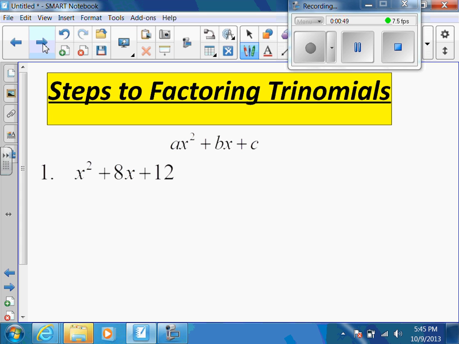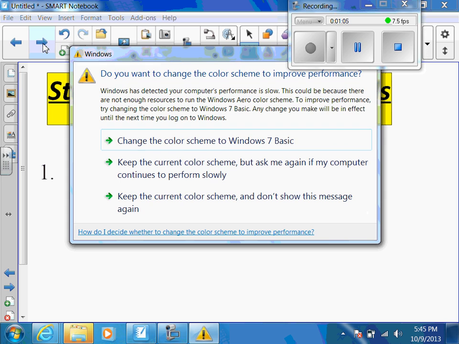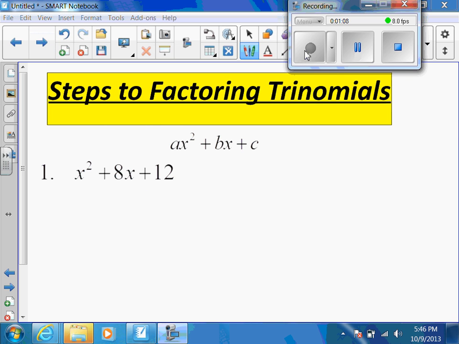So, let's look at this trinomial: x squared plus 8x plus 12. First thing we need to do is write in descending order. Well, it's already in descending order for us, so we don't have to do it. Next thing we're going to do is identify A, B, and C.